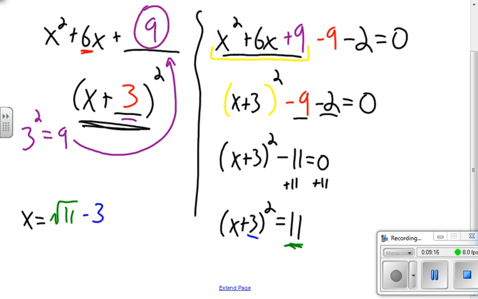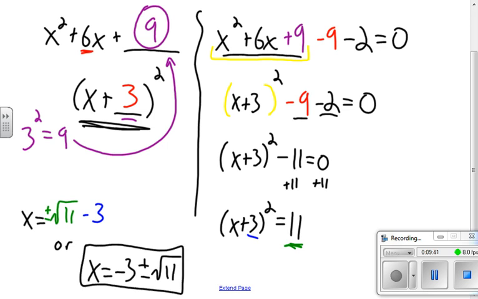Now the square root of 11, we can't necessarily reduce that anymore. So we can just say that it's plus or minus the square root of 11. So we can either leave it this way, or you could say x equals negative 3 plus or minus the square root of 11. And this would be our final answer.